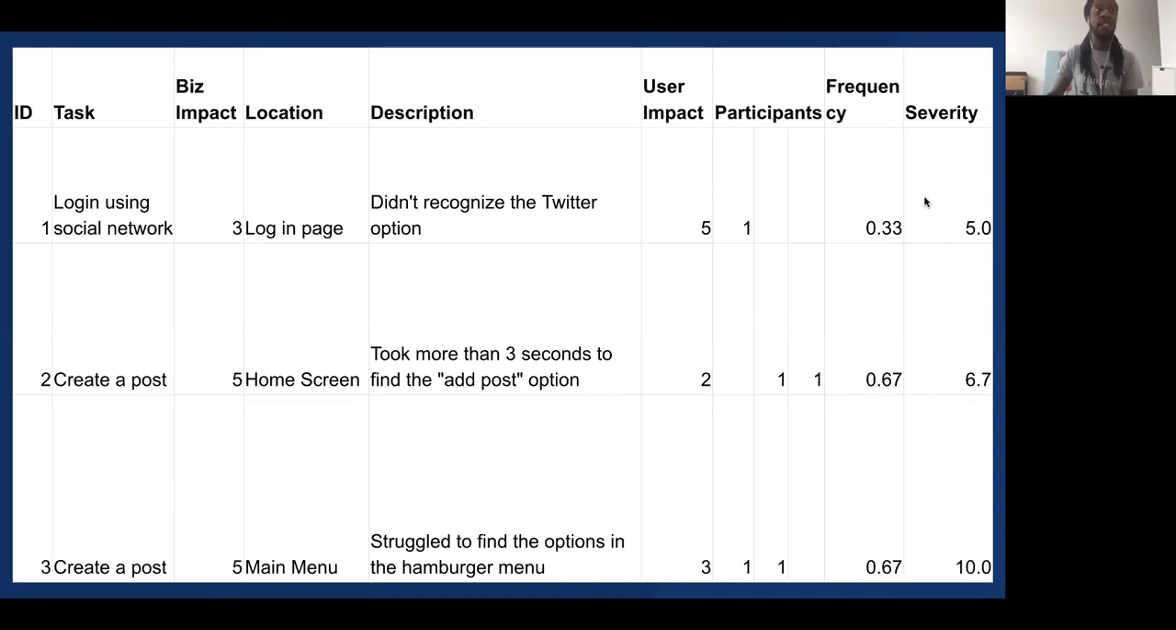So again, a little bit of math involved here, nothing crazy. And all of these impact scores are pretty much just what you think, how much you think it affects your users or your business based on a 1 to 5 scale. That's more so up to you to decide that number. Any questions about finding our severity and being able to prioritize these issues?